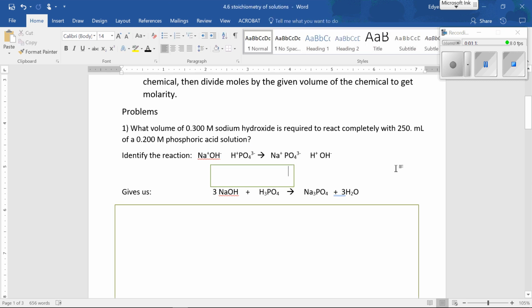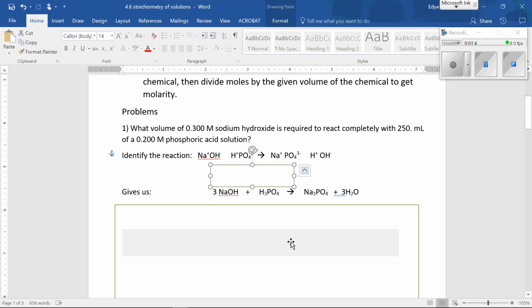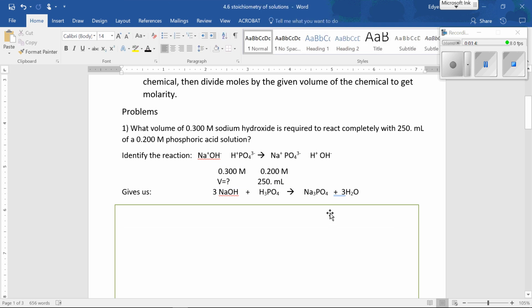And what you want to do with these problems always is to write down everything you know about a chemical above that chemical. So right here, 0.3 molar sodium hydroxide. I'm going to put that above the sodium hydroxide. You should write down 0.300 molar, but you're going to have to write two things here, so leave some space. I will put this 250 milliliters above the phosphoric acid, the H3PO4, and I'll put the 0.2 molar also above the H3PO4. So that's what it looks like.